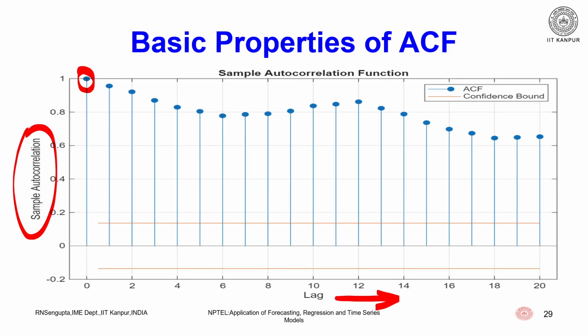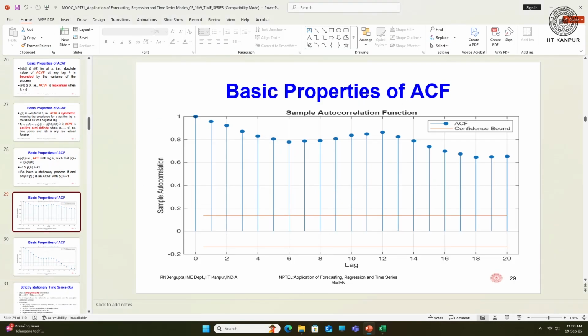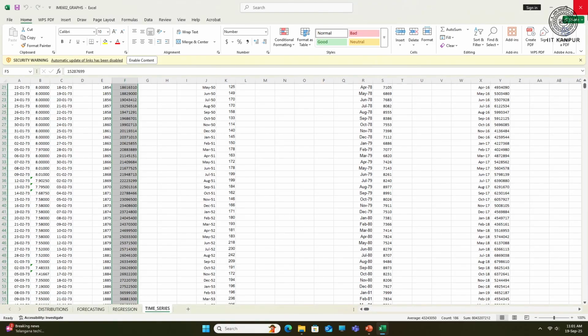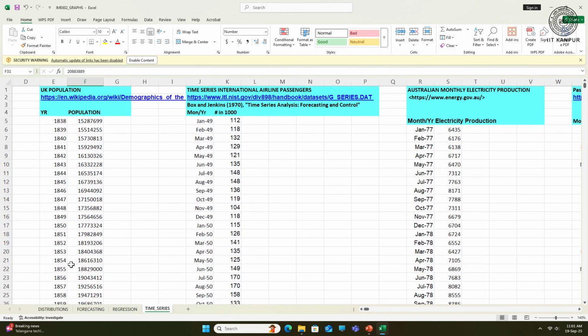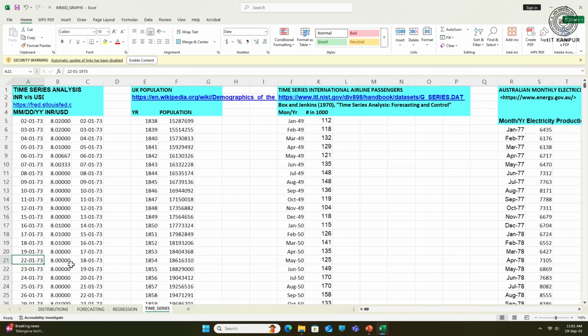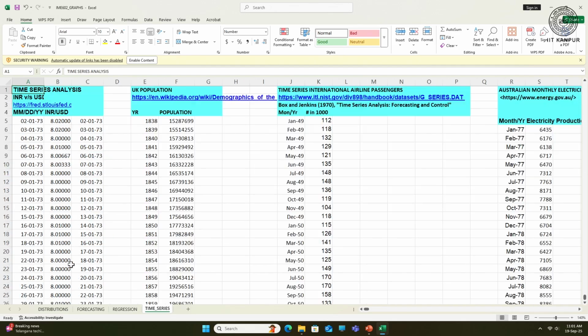And what is this plot? I will show you the data. The data is there in the Excel sheet. I need to zoom in a little bit more, so the data values are visible. The first one is the time series of Indian rupees to US dollars, given from 1973 to 12th September 2025, a huge set of data.